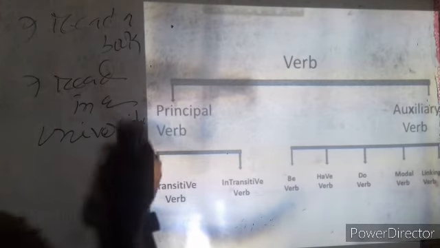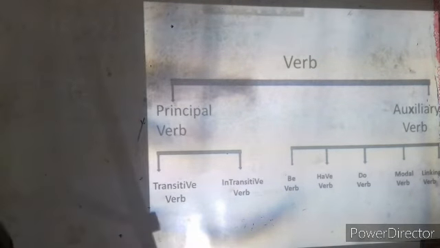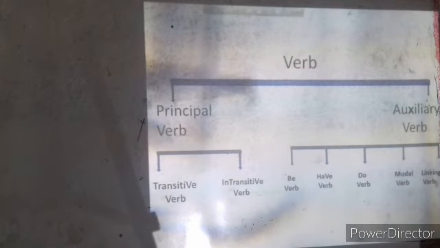Now, my dear student, we would like to discuss auxiliary verb or helping verb. My dear student, auxiliary verb or helping verb will be divided into 5 categories. Number 1, be verb. Number 2, have verb. Number 3, do verb. Number 4, modal verb. And number 5, linking verb.